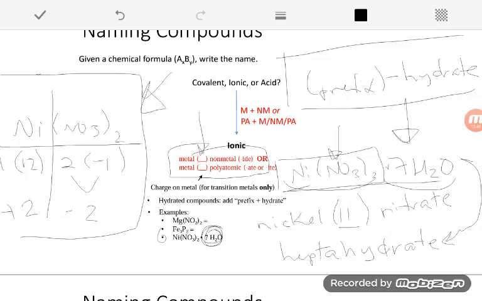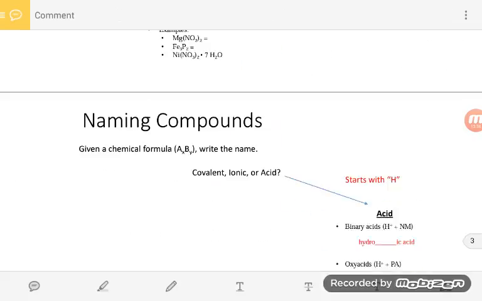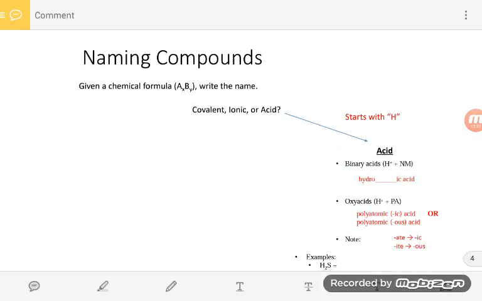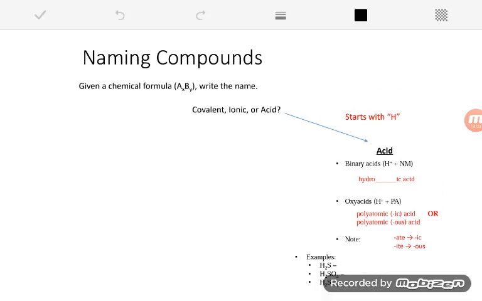So this long thing right here would have been nickel(II) nitrate heptahydrate. Okay, that's molecular compounds and ionic compounds. Now let's look at our acids. I'm getting ahead of myself. Oops, not what I wanted.